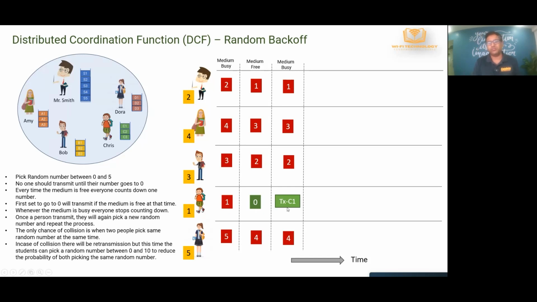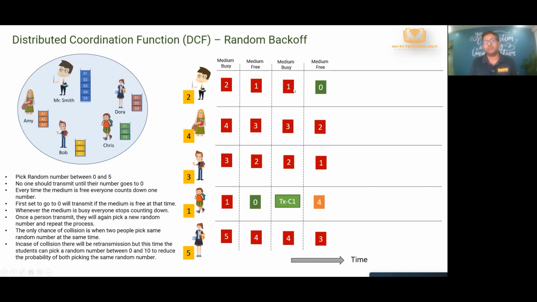So Chris will transmit 1 data frame. He'll send C1, and others will freeze their counters because they're seeing the medium busy. For everyone else, the medium is busy, so they will freeze their counters. And then it will continue. For the next session, once the medium is free again, this time Mr.